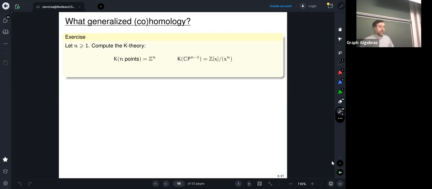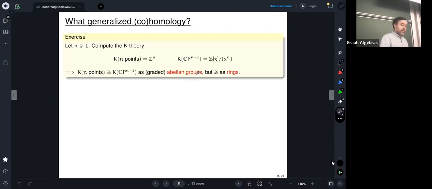So these two very different simple spaces have K-theory that is the same as abelian groups, even graded abelian groups. But these two K-theories are not isomorphic as rings. This should suggest that maybe for what we want to do, K-theory is not a very fine invariant, because you don't distinguish between a connected and a totally disconnected space if you only use the group structure.